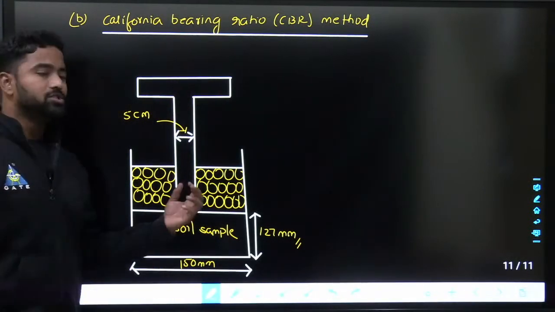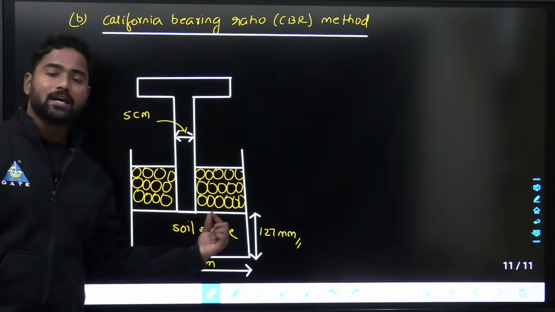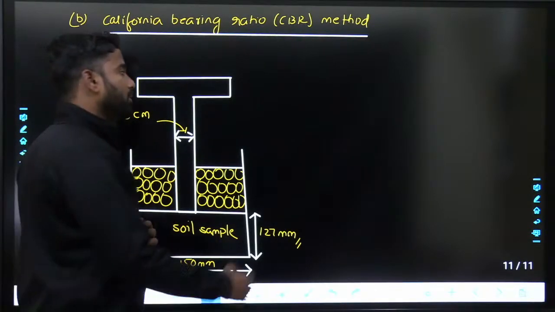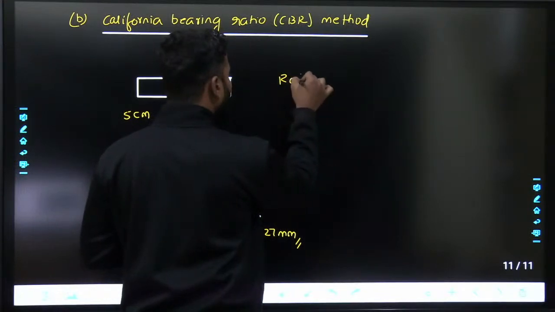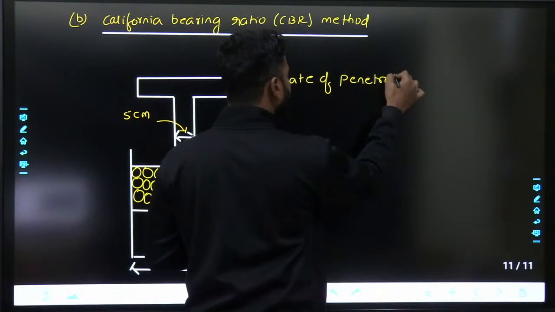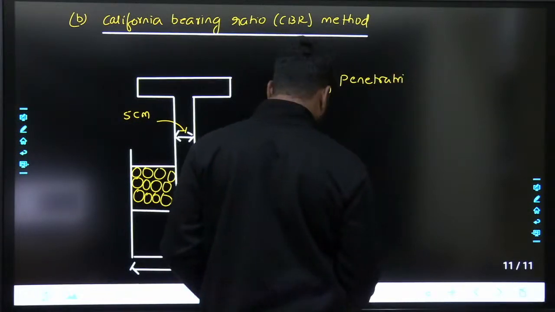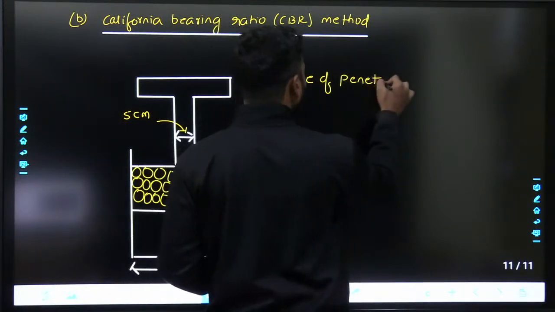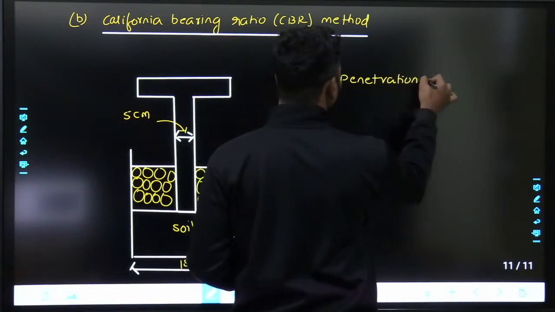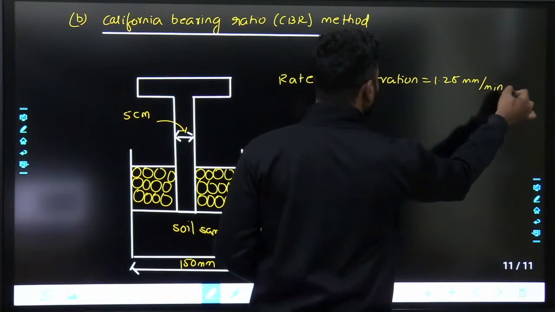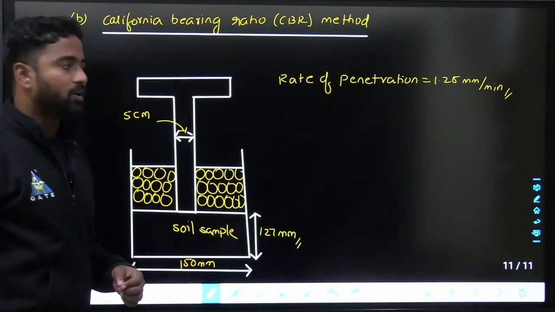Fine. So generally you will be taking a soil sample in a vessel and you will be applying the load at the rate of penetration of 1.25 mm per minute. Rate of penetration is 1.25 mm per minute.